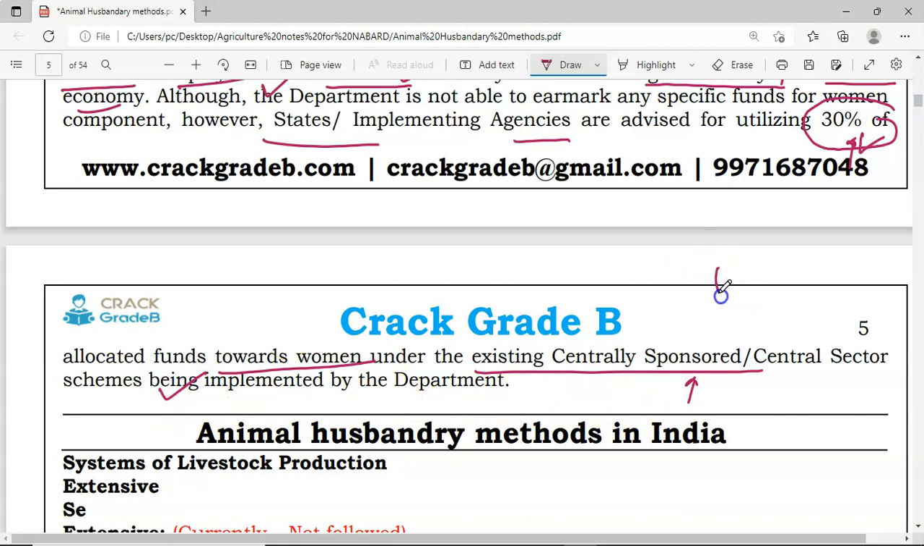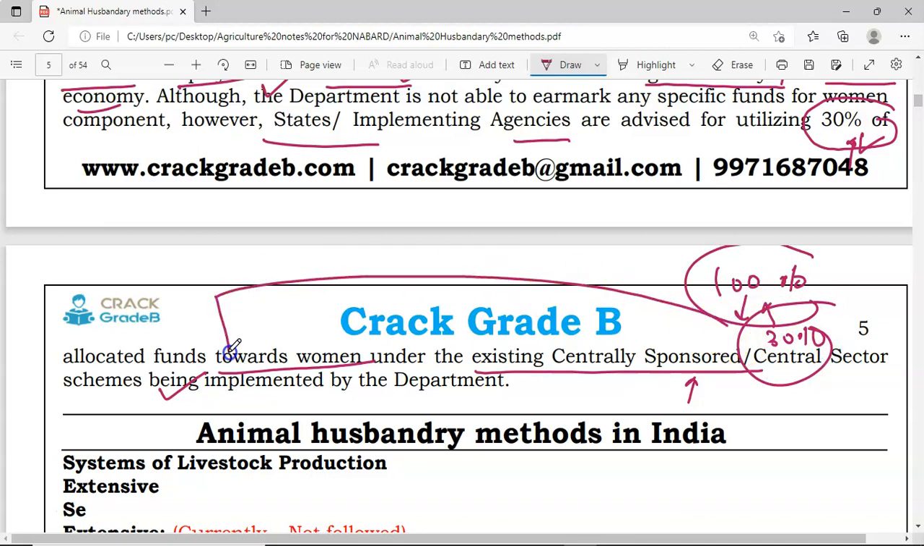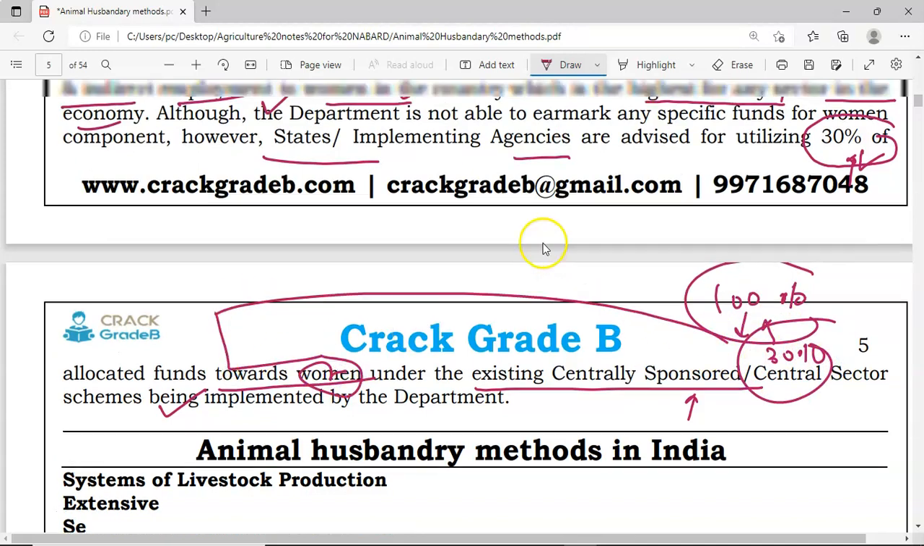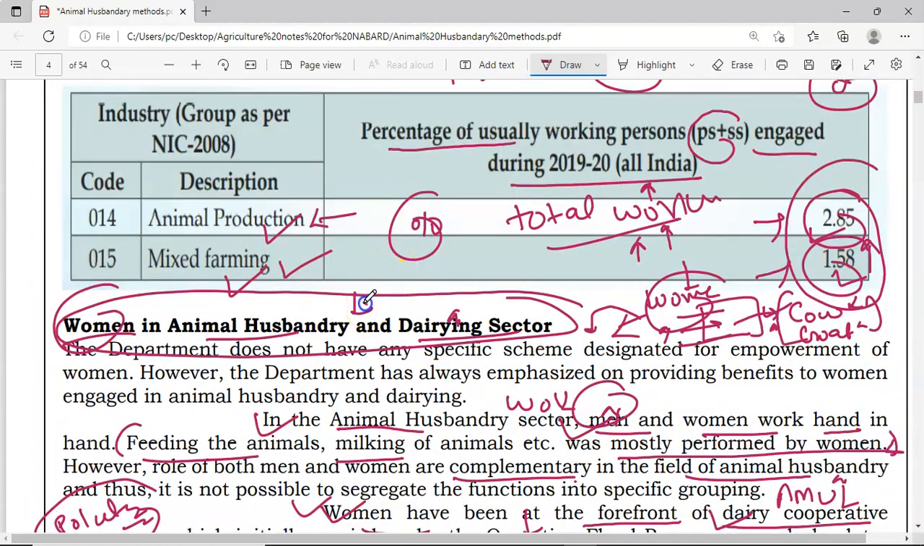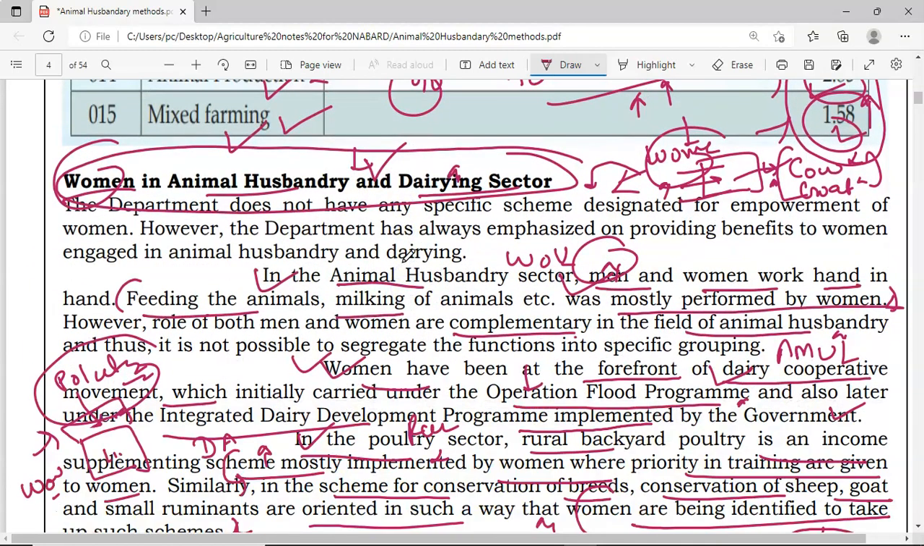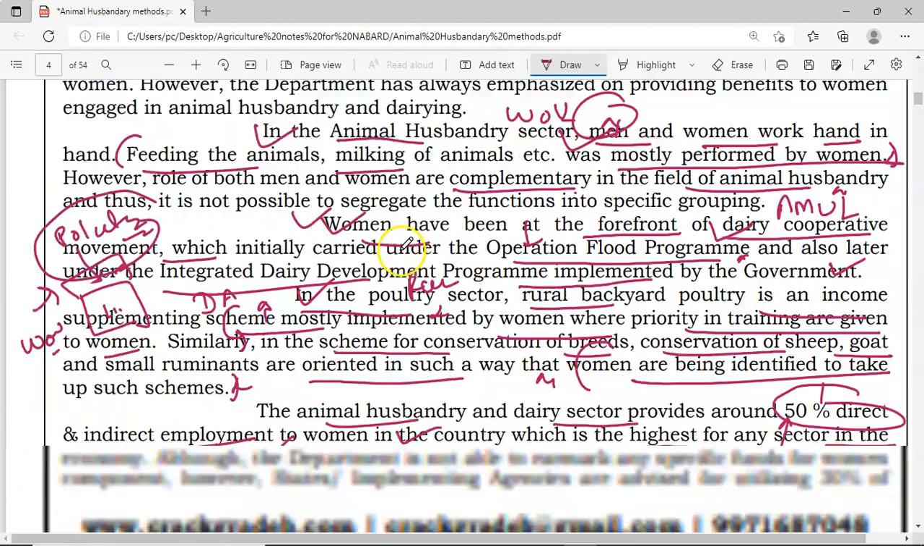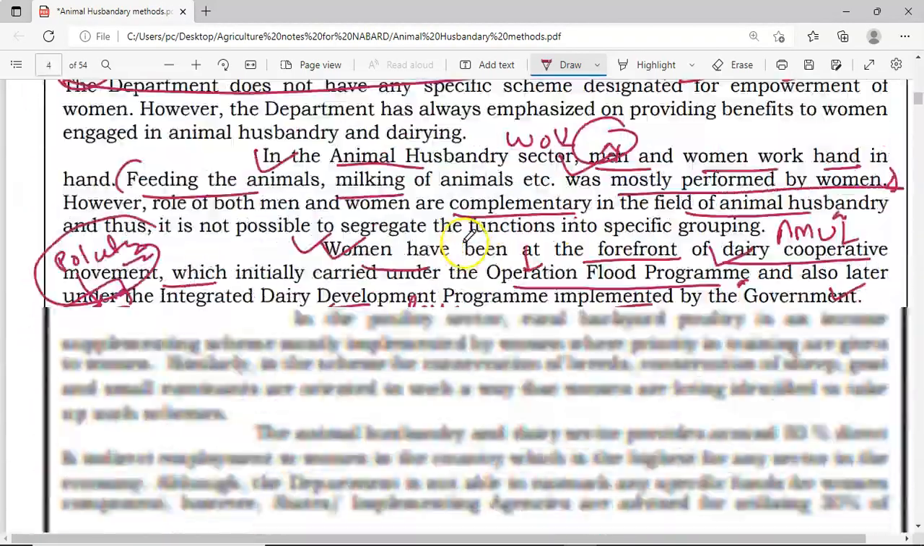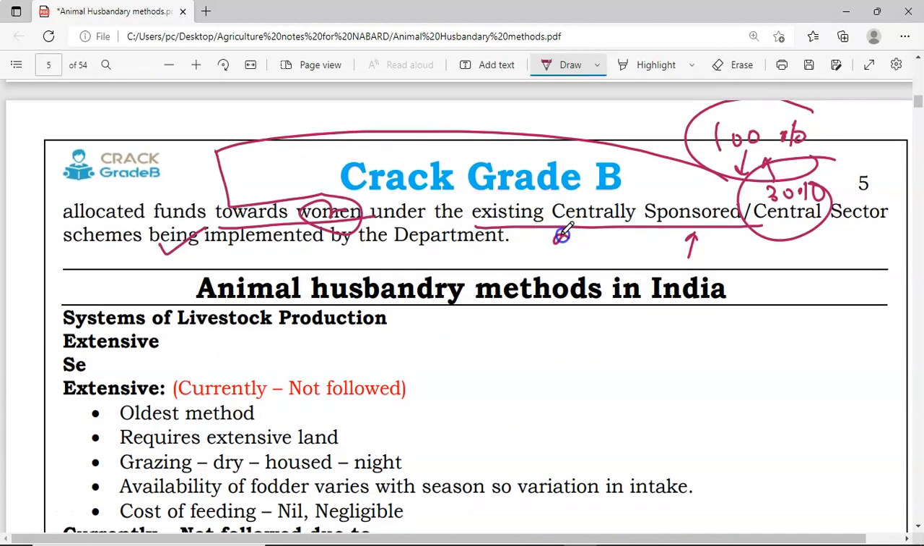I mean to say here is that if government is giving 100% for a scheme related to this livestock sector, out of this 100%, they are saying that 30% should be used or allocated towards the women. So this was the importance of this sector, that it is taking care of women, especially in rural areas in our country. So friends, it was all about the role played by this sector in our economy.